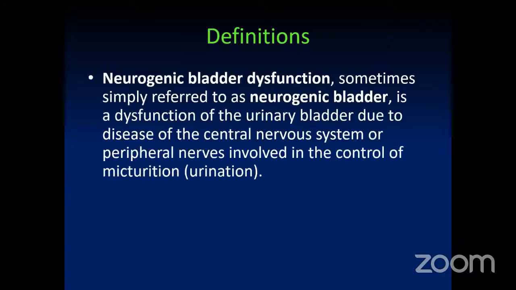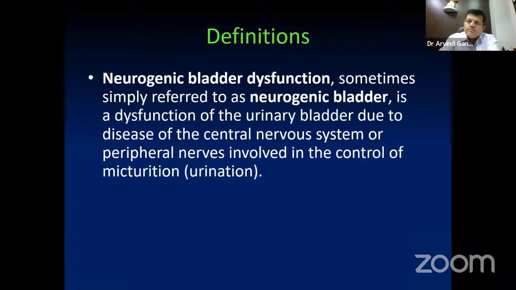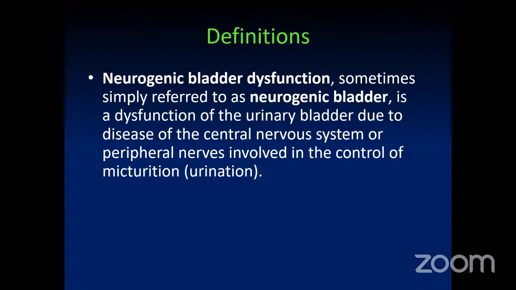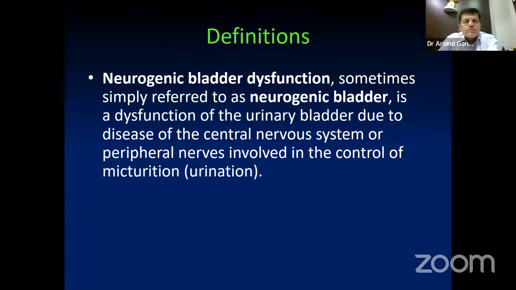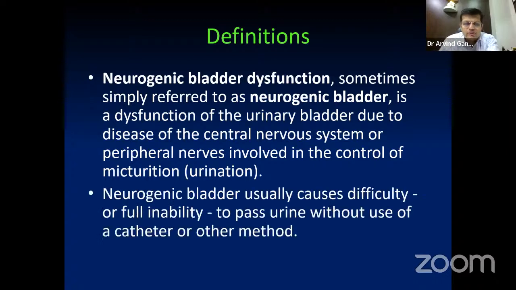So let's talk about a few definitions. Many a time in the exit exams, the candidate mentions the word neurogenic bladder. I feel that we have to really understand what we mean by a neurogenic bladder. There is a difference between neurogenic bladder dysfunction and neurogenic bladder. Neurogenic bladder dysfunction sometimes simply refers to a neurogenic bladder and is a dysfunction of the urinary bladder due to diseases of the central nervous system or peripheral nerves involved in the control of micturition, that is urination.